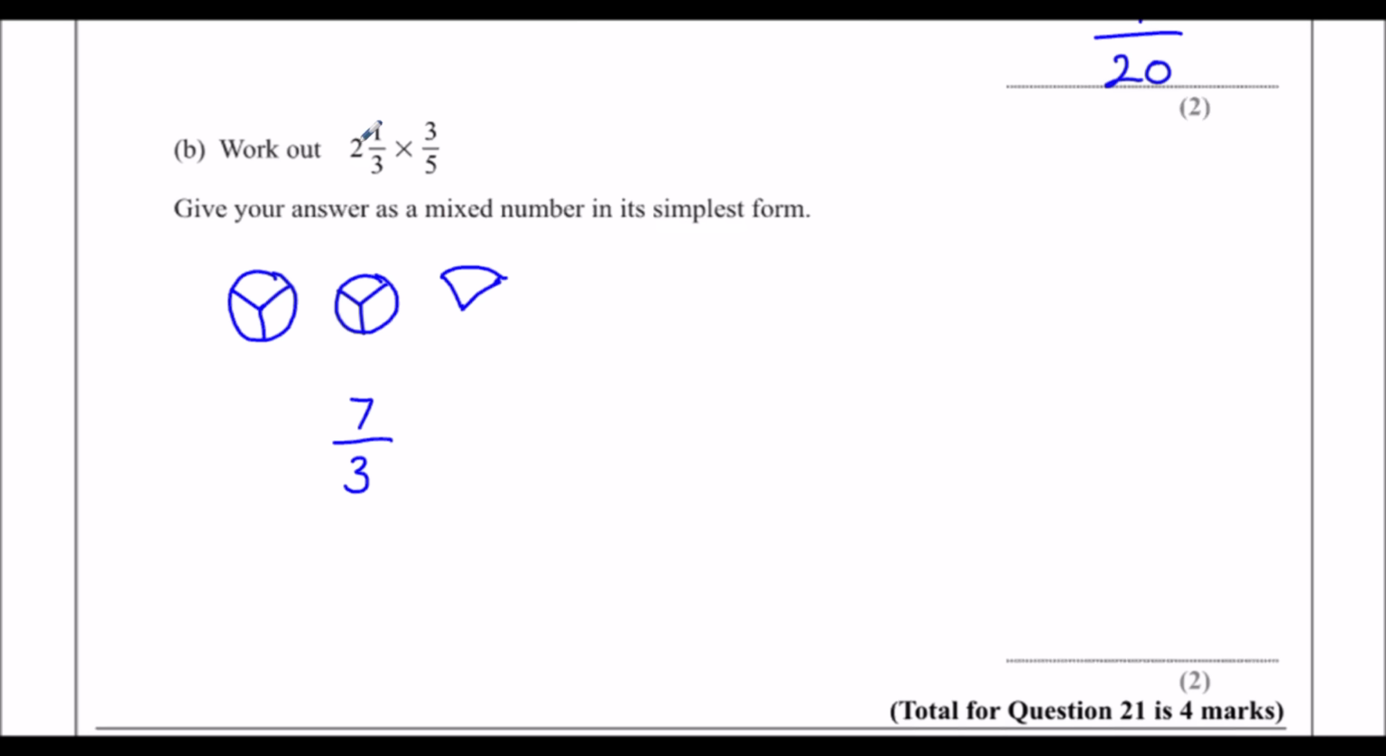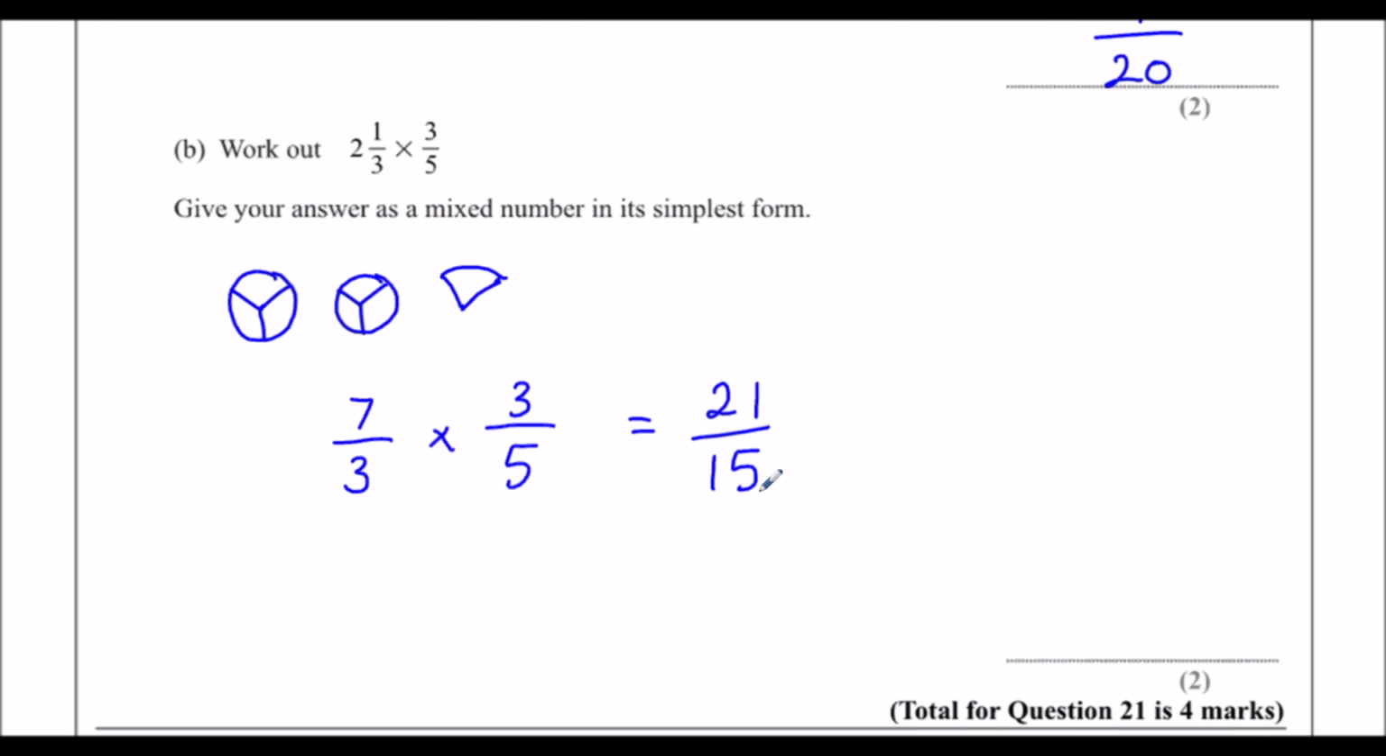You can think of this as saying 2 times 3. So 2 whole ones is 2 times 3, which is 6 thirds. Add on the extra third. So 6 thirds plus a third is 7 thirds. We're timesing that by 3/5. So to multiply fractions, we times the top and times the bottom. We could times the top times the bottom and then simplify after, which I will do this time. So 7 times 3 is 21. 3 5s are 15.